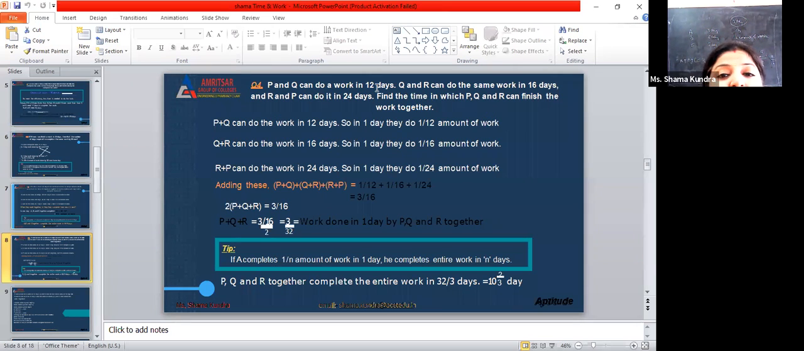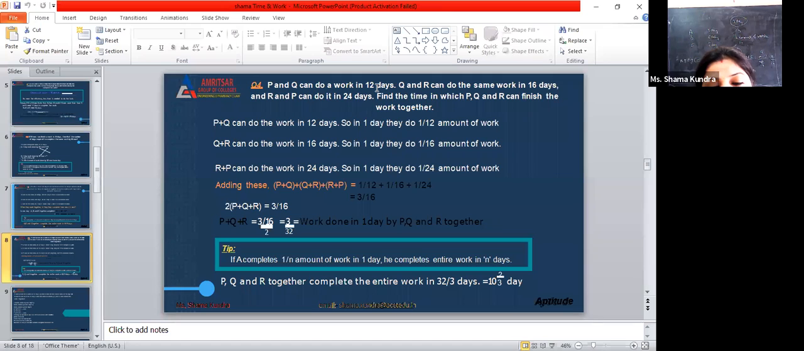Now what they have given: P and Q can complete the entire work in 12 days. In one day, how much work would be done by them? Simply invert: 1 by 12 amount of work. Same way, Q and R can complete the entire work in 16 days. So in one day, how much work would be done by them? Simply invert: 1 by 16. Now R and P can complete the entire work in 24 days. In one day, how much? Just invert: 1 by 24.